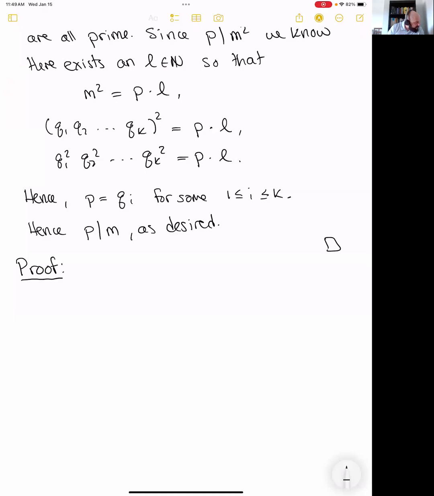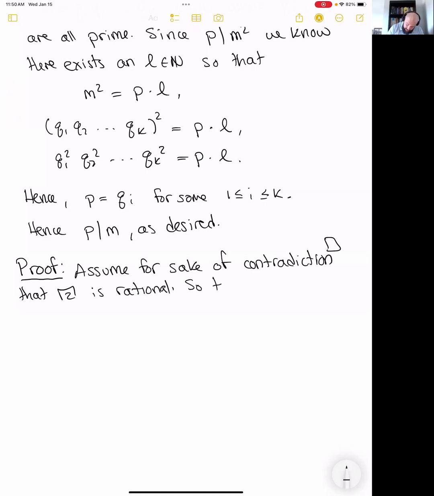Okay, so assume, for sake of contradiction, that square root of 2 is rational. So what does that mean, right? So there exists an m and an n, which are integers, and specifically n is not 0, so that square root of 2 is equal to m divided by n.